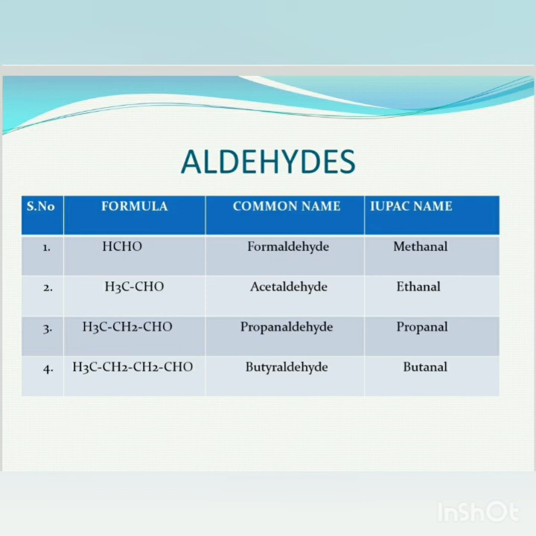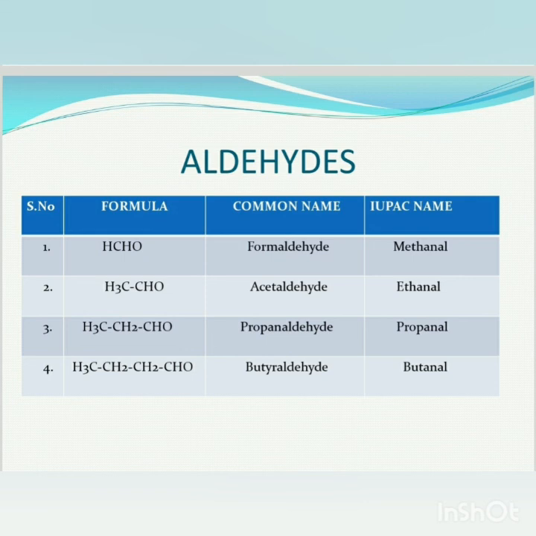And the last one is butyraldehyde. The formula of butyraldehyde is CH3, CH2, CH2, C double bond O H. So it is also derived from butyric acid. The formula of butyric acid is CH3, CH2, CH2, COOH.